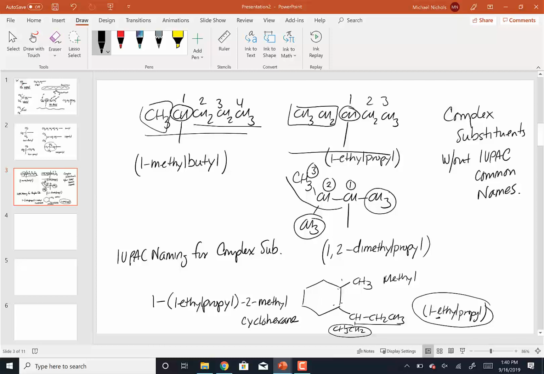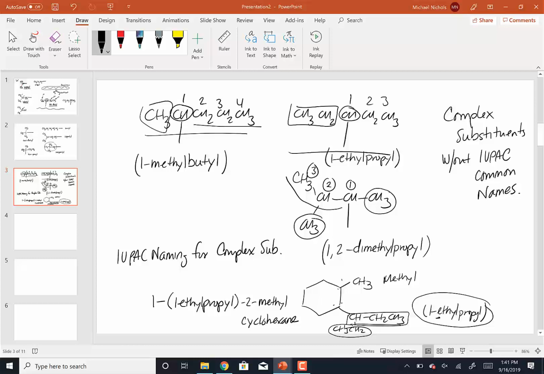What is the one inside the parentheses? It comes from the fact that this is a propyl group right here with an ethyl group attached to carbon 1. Because you could imagine I might have another propyl group. Just imagine, this can't happen, but maybe I have a propyl group with an ethyl attached to carbon 2.